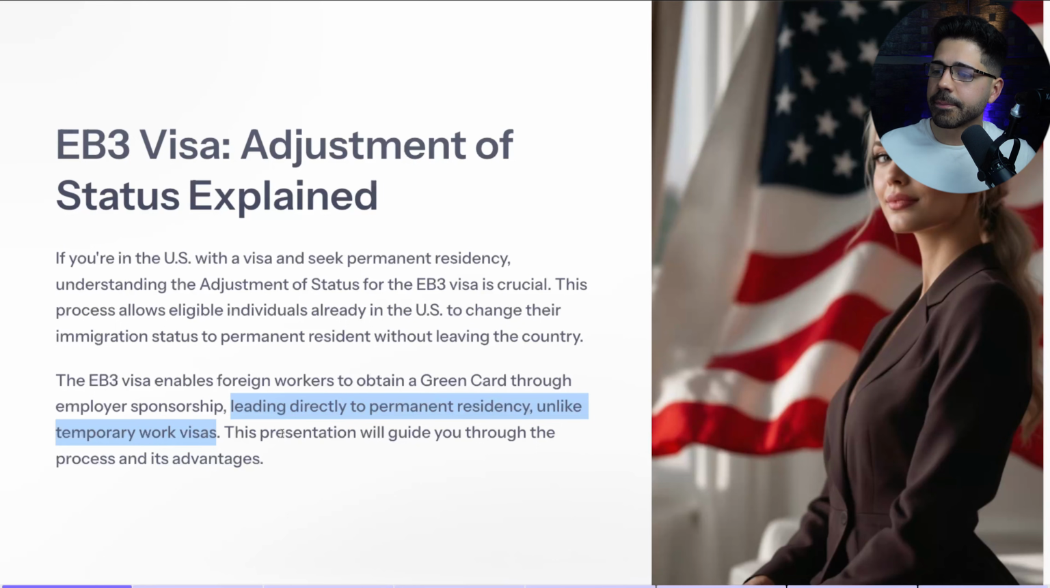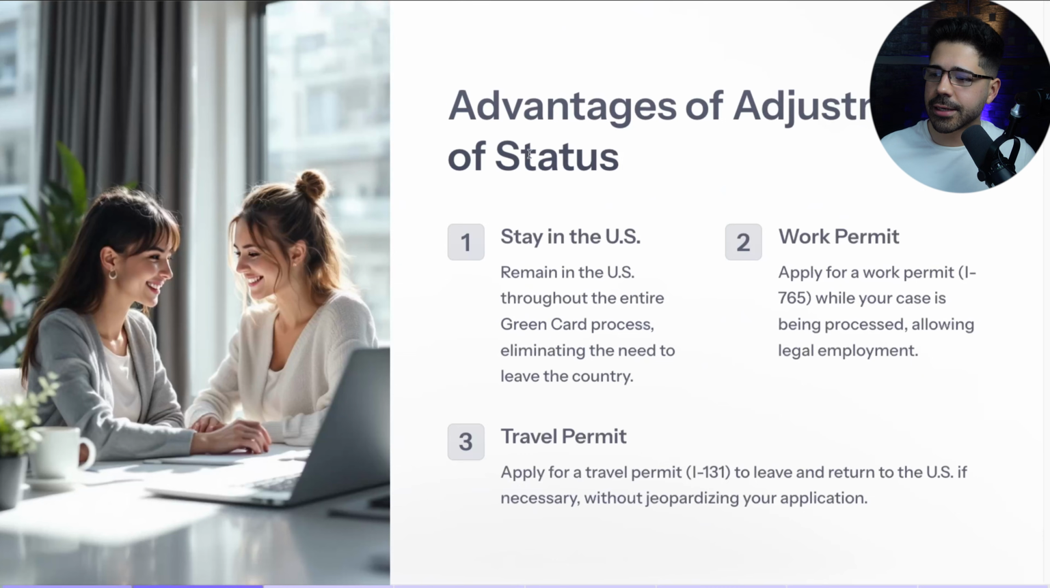This process is done by submitting the form I-485, application to register permanent residency or adjust status, to the US Citizenship and Immigration Services, so the USCIS. But guys, the great advantage of adjustment of status is that it allows the applicant to stay in the US through the entire process without leaving the country, apply for the work permit while the case is being processed, and apply for a travel permit to leave and return to the US if it's necessary.